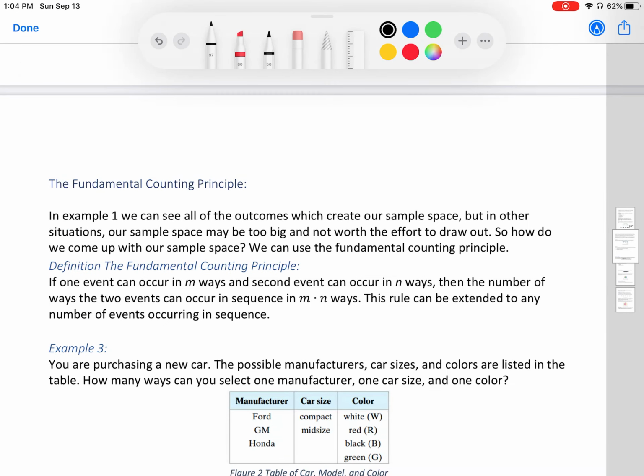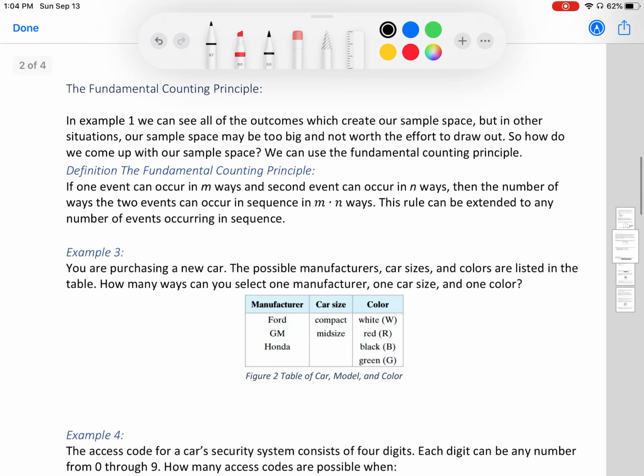Moving forward. For the previous problem, we did a tree to create our sample space, but that's not always the most convenient way to go about it. So let's learn about different ways. The fundamental counting principle. In example 1, we can see all the outcomes which create our sample space. But in other situations, our sample space may be too big and not worth the effort to draw out. How do we come up with the sample space? We can use the fundamental counting principle.